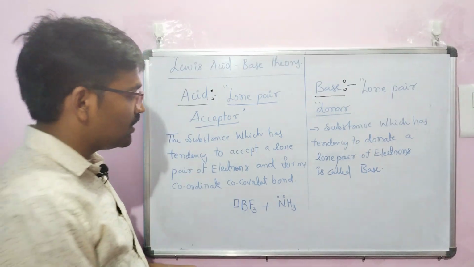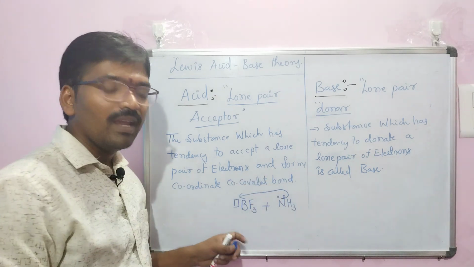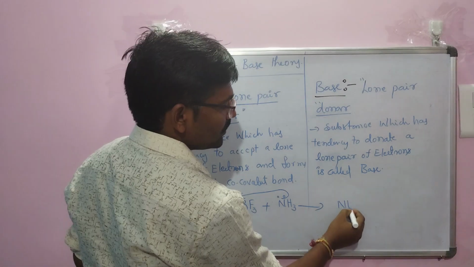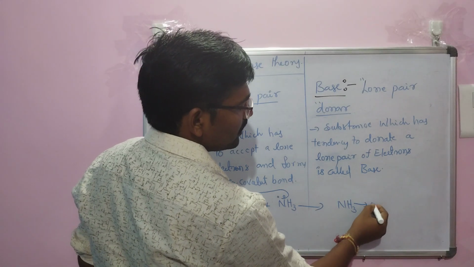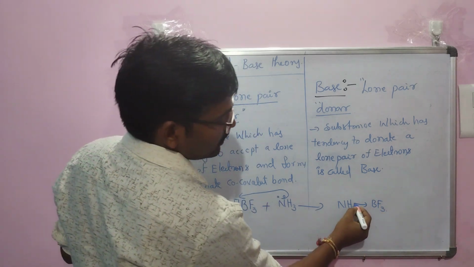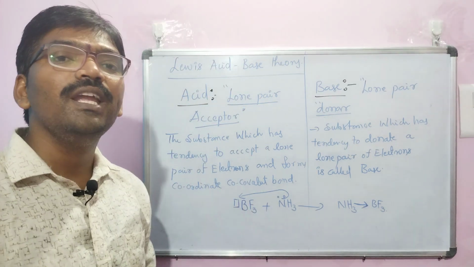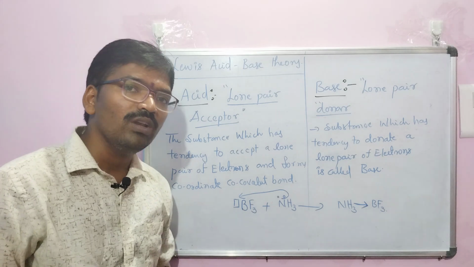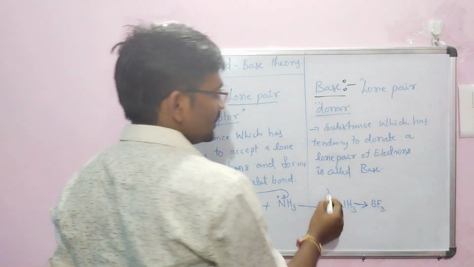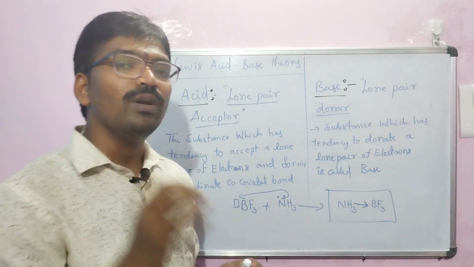Then, if you take ammonia, as all of you know, nitrogen has a lone pair of electrons. This lone pair is ready to donate to the acceptor. So between NH3 and BF3, a compound is formed like this. Here the bond we represent is a dative bond, or coordinate covalent bond. Coordinate covalent bond is formed.